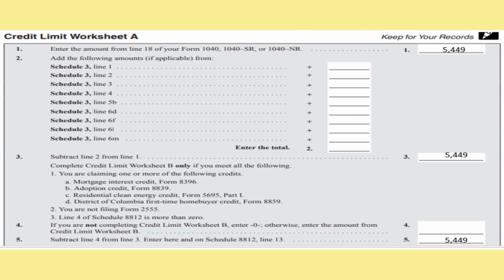You can find Credit Limit Worksheet A on page 4 of the Form 8812 instructions. On line 1, enter the amount from line 18 of your Form 1040, which is $5,449. As we don't have any amounts from Schedule 3, line 2 will be left blank. Line 3, we will subtract line 2 from line 1 to arrive at $5,449. Line 4 will be left blank as we are not required to complete Credit Limit Worksheet B. On line 5, subtract line 4 from 3 to arrive at $5,449. Enter this on Schedule 8812, line 13.